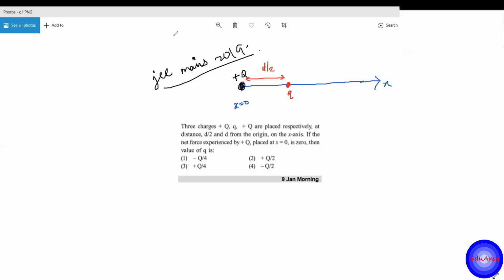And there is one more charge, the magnitude of this one is plus Q only, and it is at a distance of d from the origin. The force on the charge at the origin, that is the black one, is 0. It is said in the question. So you have to find the magnitude of the small q charge, the red charge. What is q? That is what you have to find. That will come in terms of capital Q.